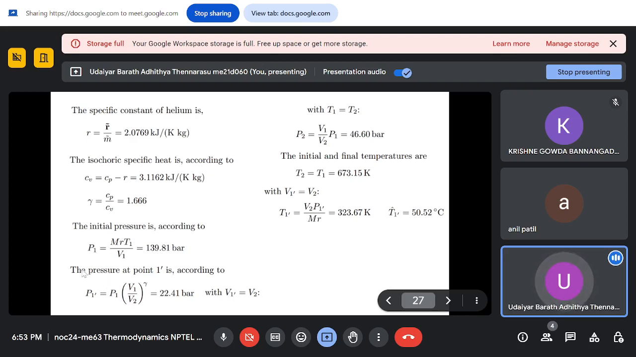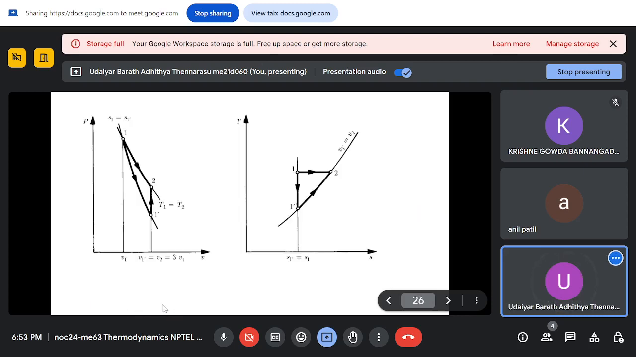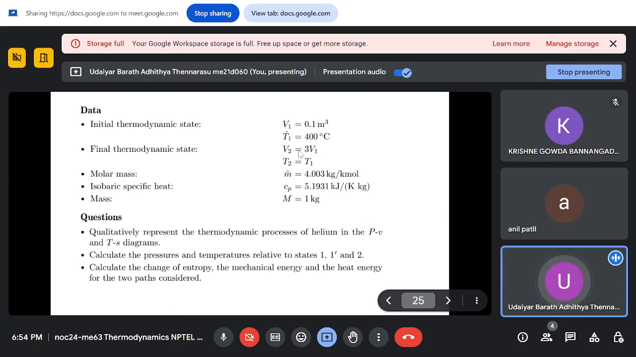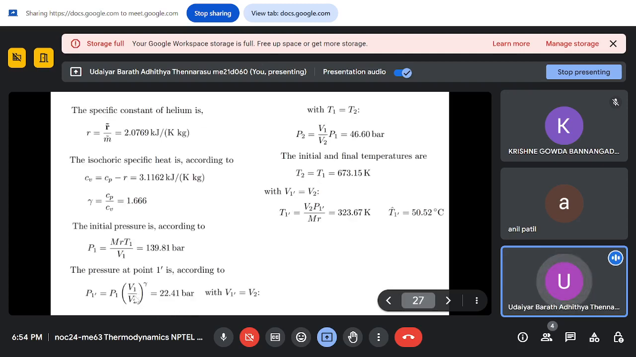Now from 1 to 1 dash, it was an adiabatic process, so PV raised to the power gamma equals constant. So you will get P1 dash equals P1 into V1 by V2 raised to the power gamma. In the problem it is given that V1 dash equals V2, and the data is given that V2 is 3 times V1, so V2 will be 0.3. So we know this ratio is 1 by 3, and we know P1 is 139.81, so we can find out the pressure at state 1 dash, which will come out to be 22.41 bar.